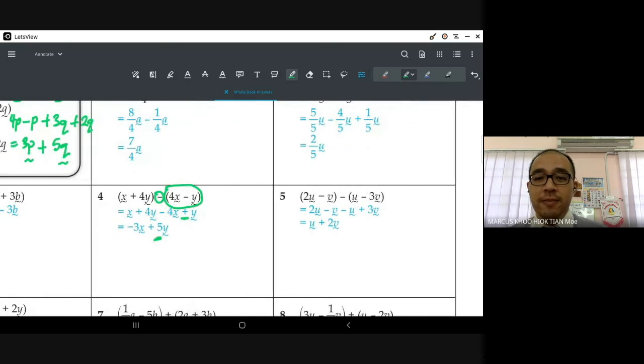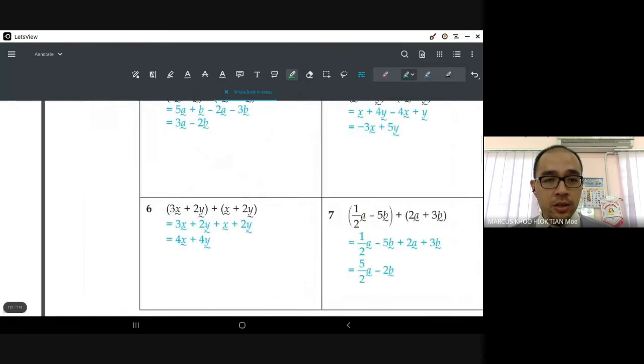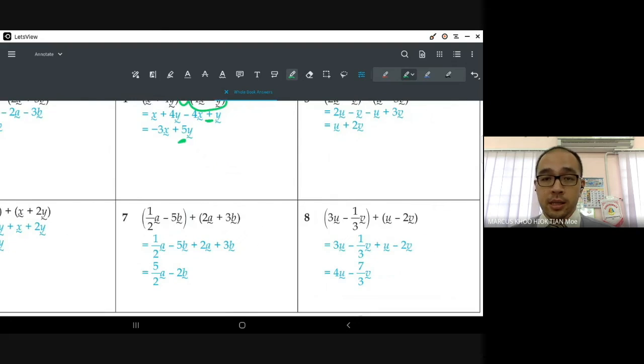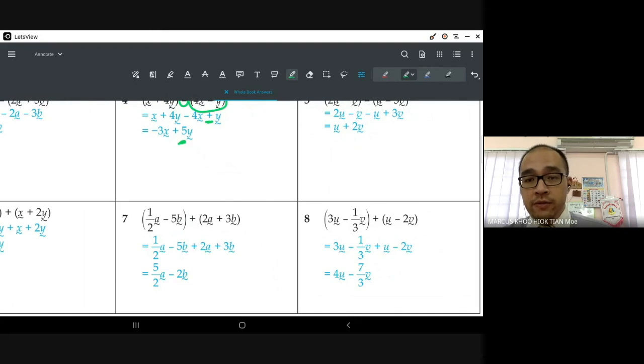Number 5, sorry, lambat sudah. Siapa suruh kamu dah jawapan yang salah? U plus 2V, okay, Sandra, good. Number 6, Terence, 4x plus 4y, correct. Number 7, Yesavilla, 5 over 2a minus 2b. And number 8 is 4u minus 7 over 3v.